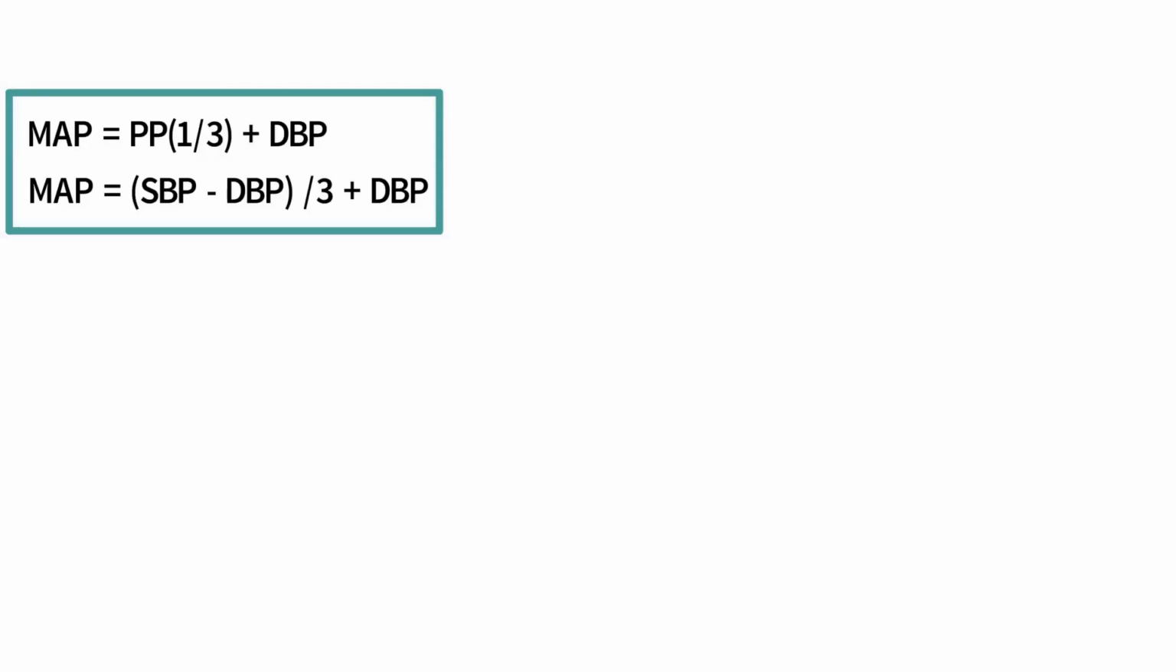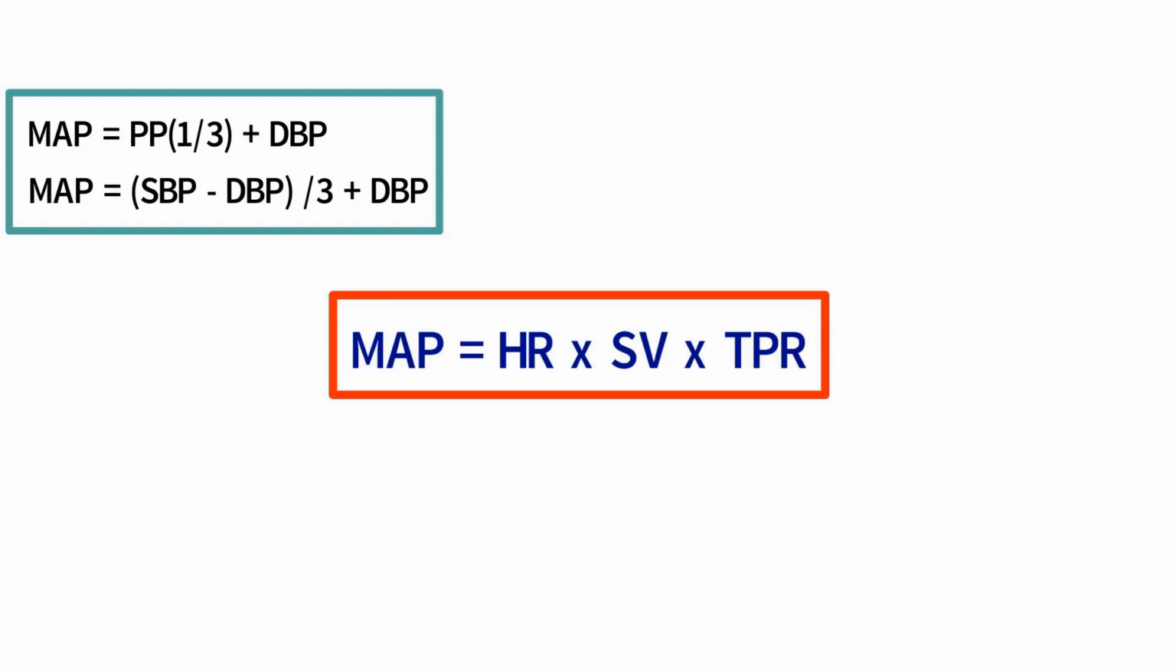Another commonly given formula for mean arterial pressure is not meant to calculate a number, but to account for variables of the cardiovascular system that can affect mean arterial pressure. This formula is as follows. Mean arterial pressure equals heart rate times stroke volume times total peripheral resistance.